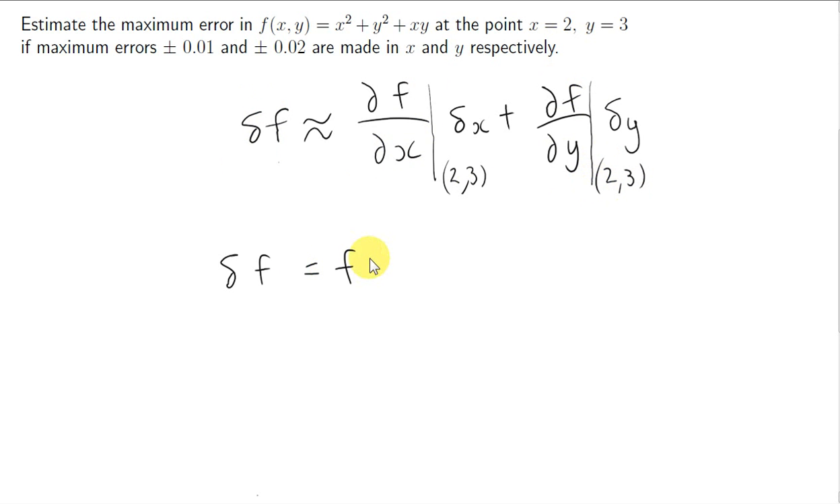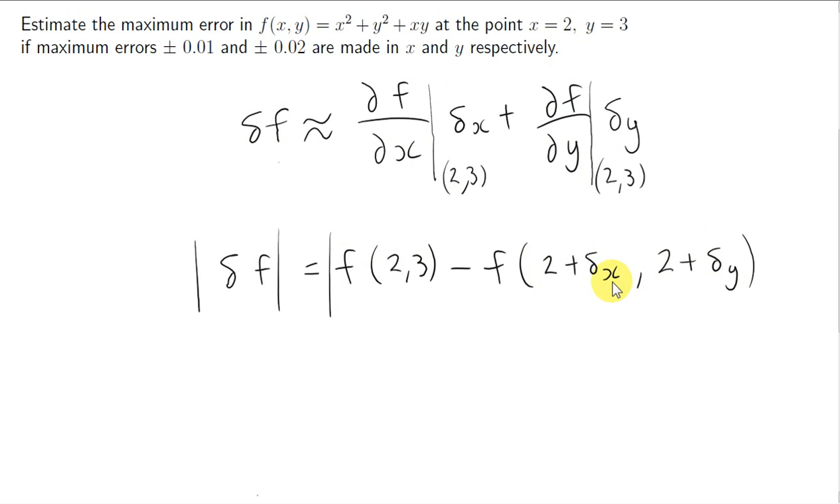So the change in f is the value of the function at the point (2 plus delta x, 3 plus delta y) minus the value of the function at the point (2, 3). Or we could have this the other way around. I could have f of (2, 3) minus this quantity. But we can just consider the magnitude of delta f, so it doesn't matter about the order of the subtraction here.